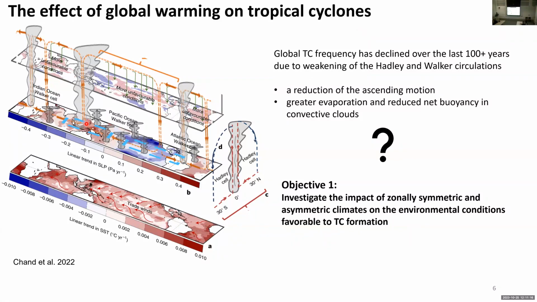The zonal symmetric climate is without the Walker circulations, and the zonal asymmetric climate means the climate is with the Walker circulations. So we wanted to investigate the impact of these two cases on the formation of tropical cyclones.